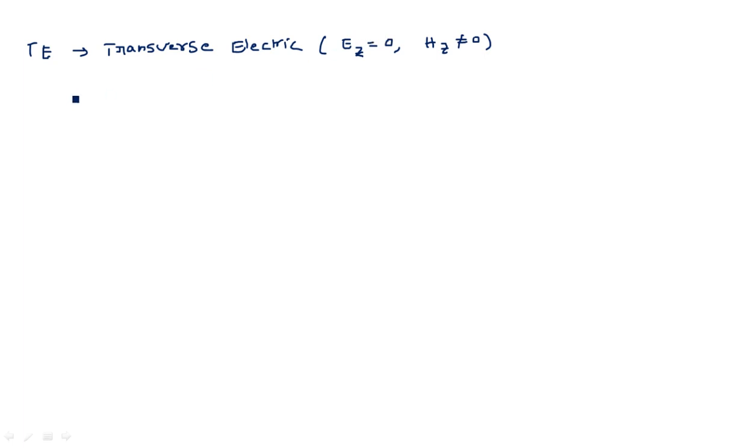Okay, now we are going to see what different modes exist in the rectangular waveguide for TE. TE modes: when a wave travels in the rectangular waveguide, it acquires a number of different patterns. All those patterns are known as modes.